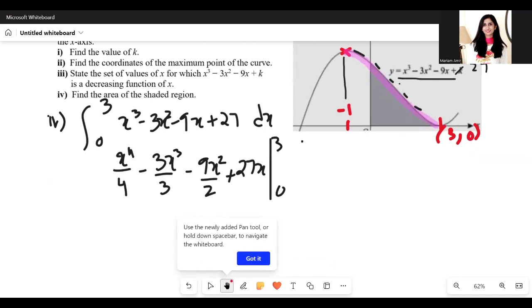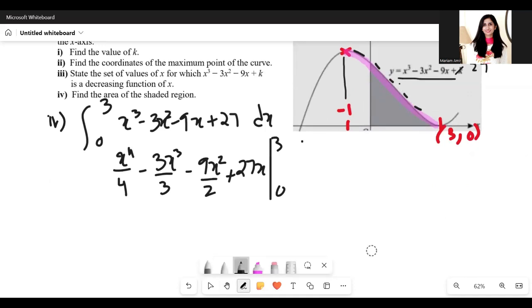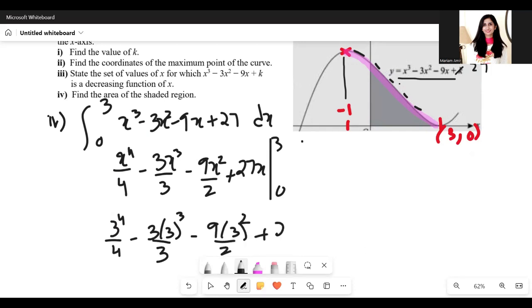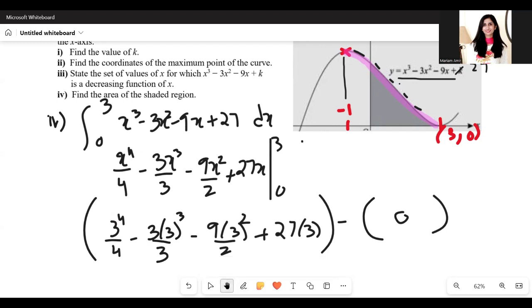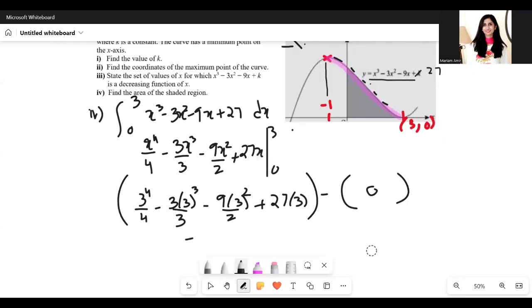Let's substitute 3 here. We get 3 to the power 4 upon 4 minus 3 times 3 cubed upon 3 minus 9 times 3 squared upon 2 plus 27 times 3. Find this and then substitute 0. But when we substitute 0, everything becomes 0. So whatever is the answer for the first bracket is our final answer. This would be 33.75, which is the area of the shaded region.